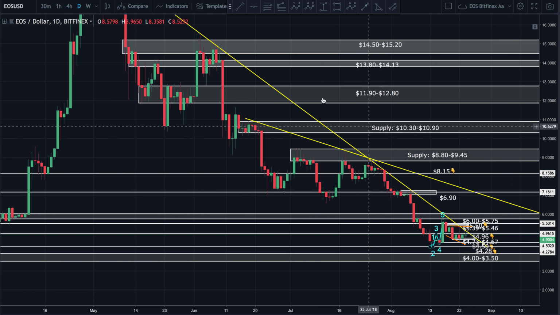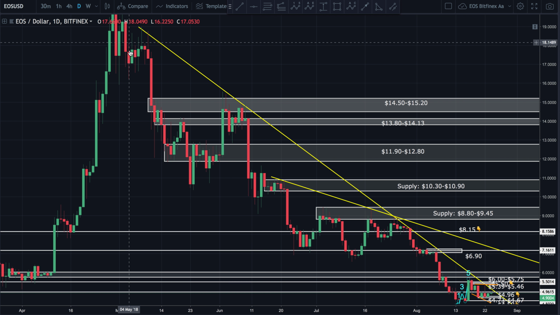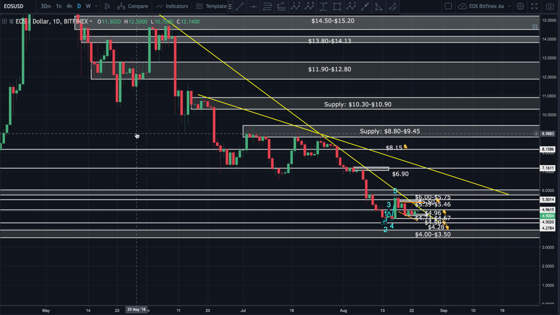line. There's actually a few of them, but I'm just talking about this one that's been in place since early May. It has been tested at least 10 times since early May, and every time has resulted in a very strong rejection.